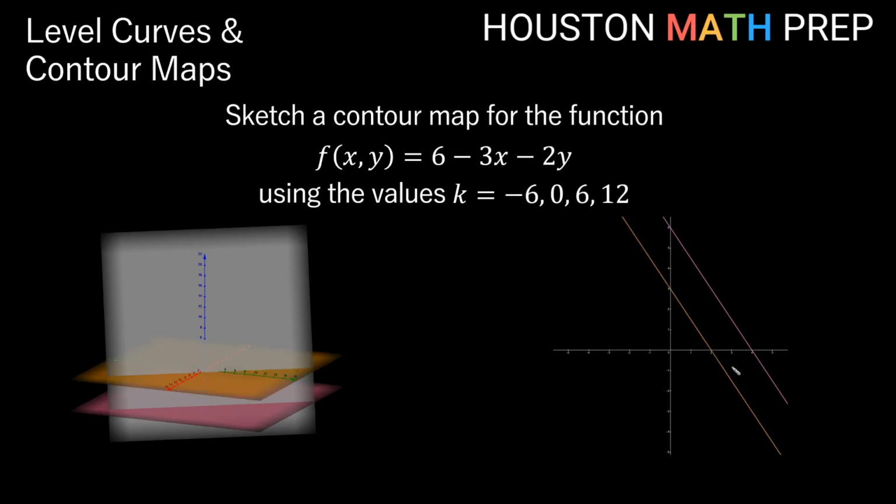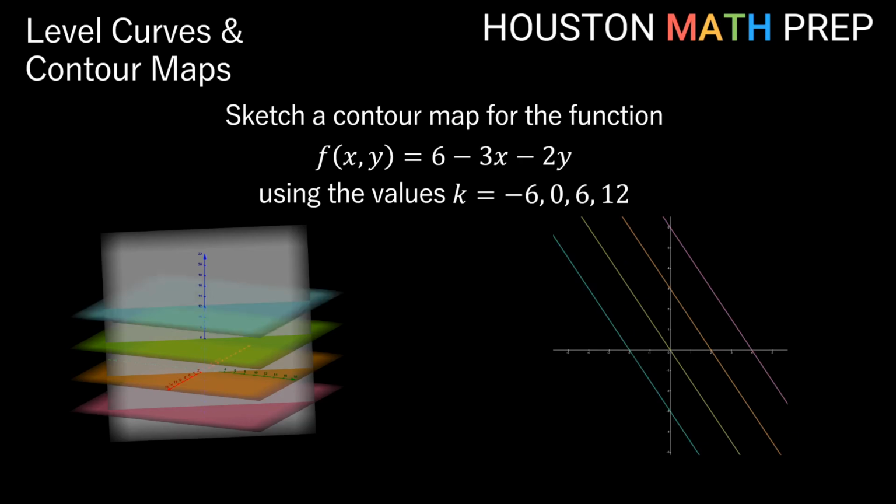For k equals 0, our level curve is actually the cross-section we get exactly in the xy plane itself, because z equal to 0 is the xy plane, so we get another level curve there that is a line that is parallel, has the same slope. Here is slicing through at z equal +6. We go through the origin actually with this level curve, and then z equal to 12, we get a similar thing as well.